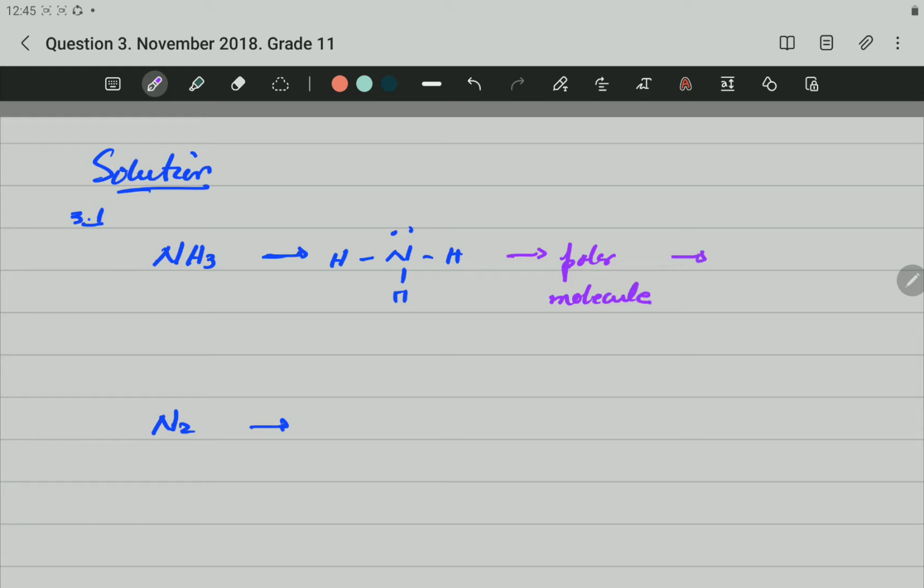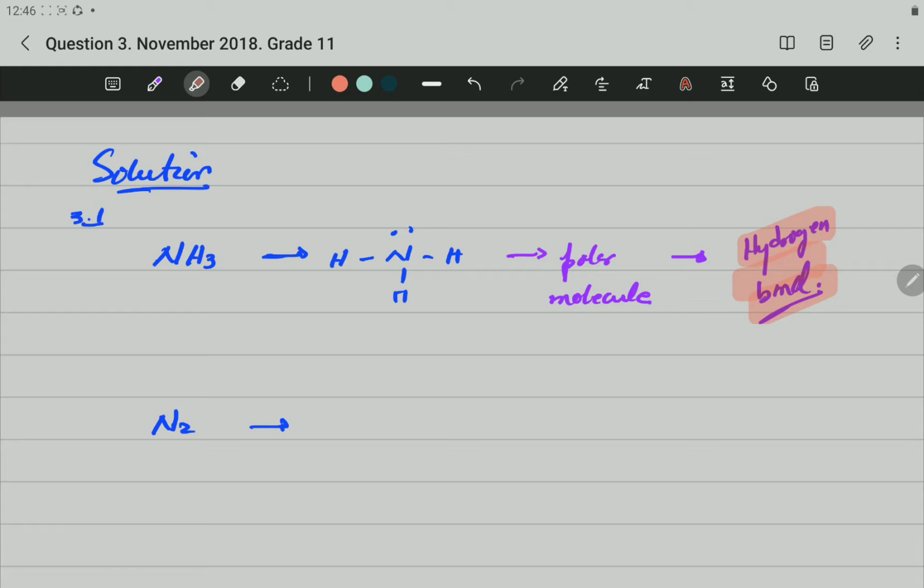Polar molecule, the type of intermolecular forces will be hydrogen bond. Hydrogen bond is a type of intermolecular force in ammonia.